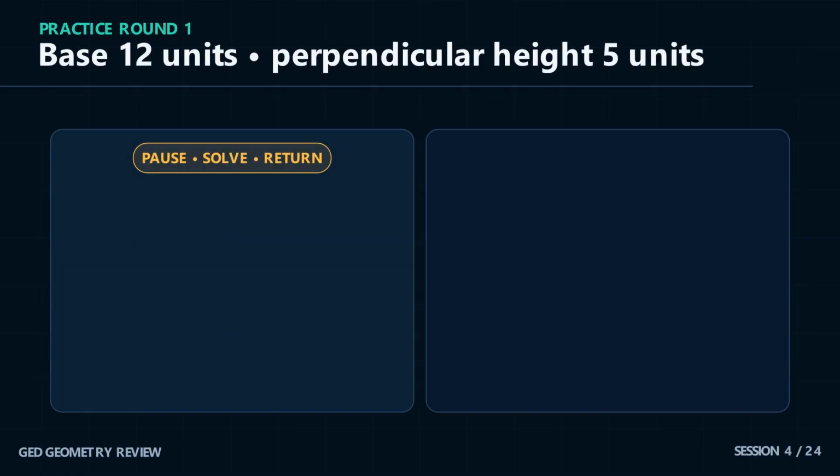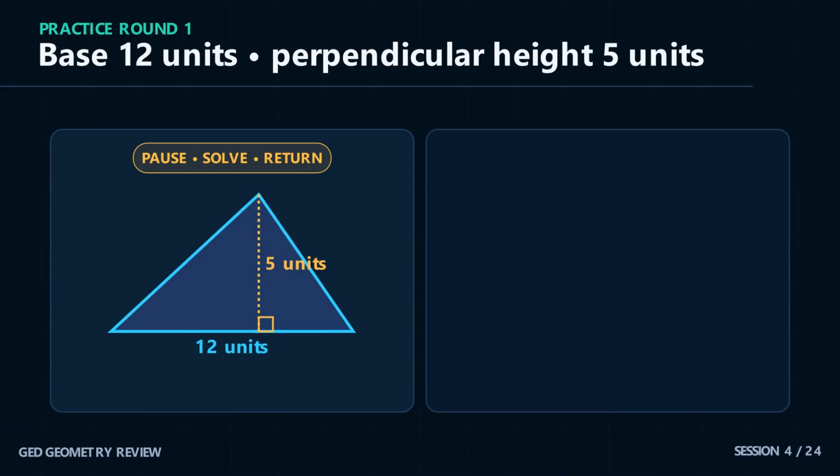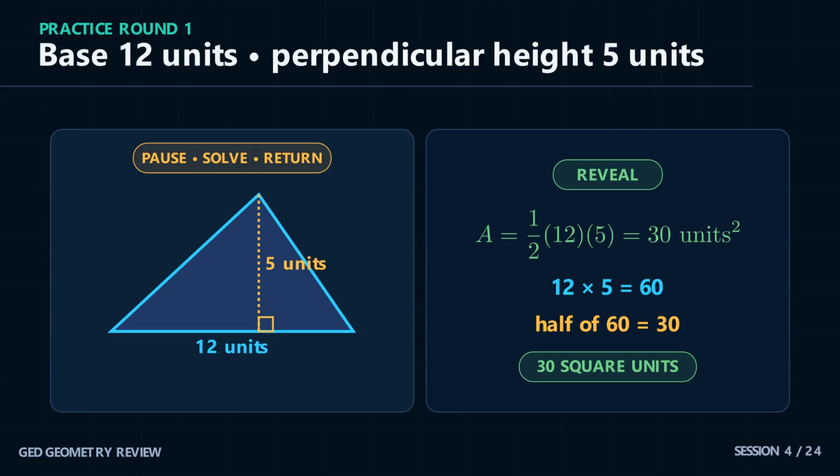Practice round 1. A triangle has base 12 units and perpendicular height 5 units. Pause and find its area. Use 1/2 times 12 times 5. 12 times 5 is 60, and half of 60 is 30. The answer is 30 square units. The distractor 60 forgets the half. The distractor 17 adds the measurements. Neither result represents half of a 12 by 5 rectangle. Visualize the matching rectangle to check your work.